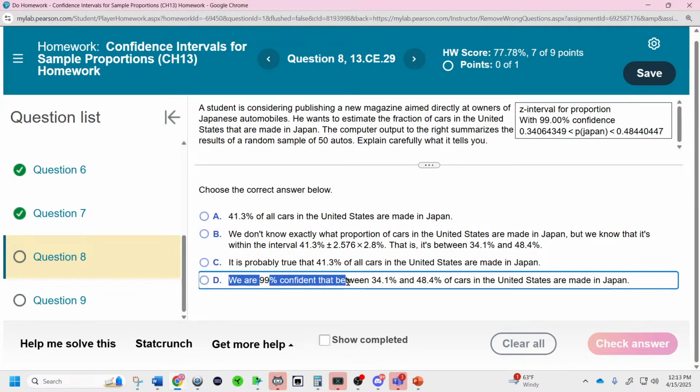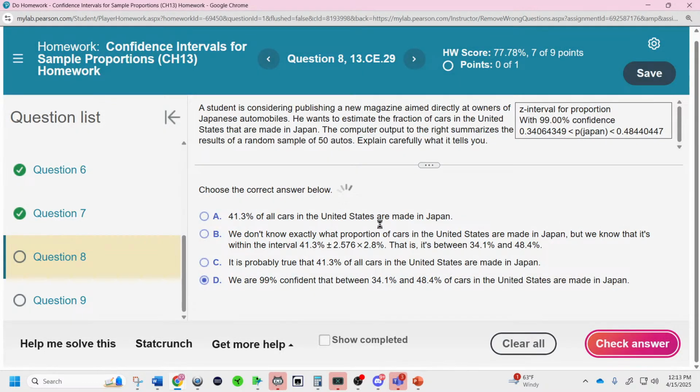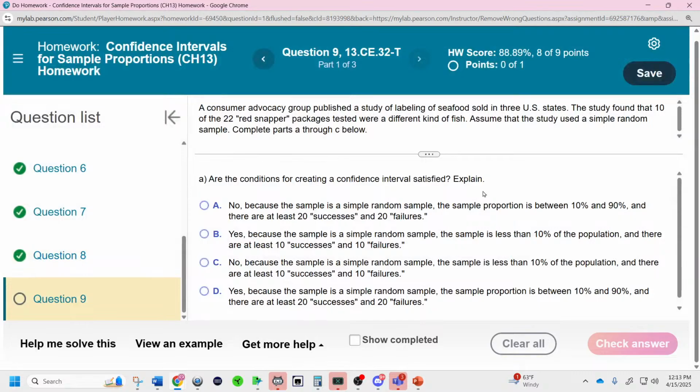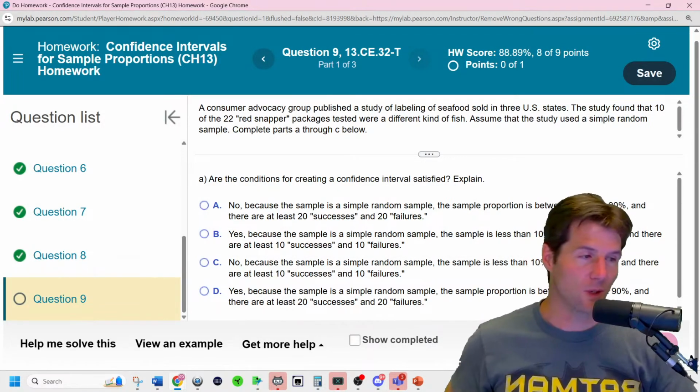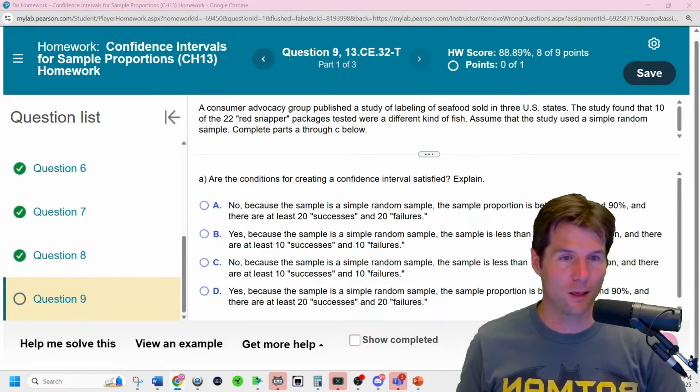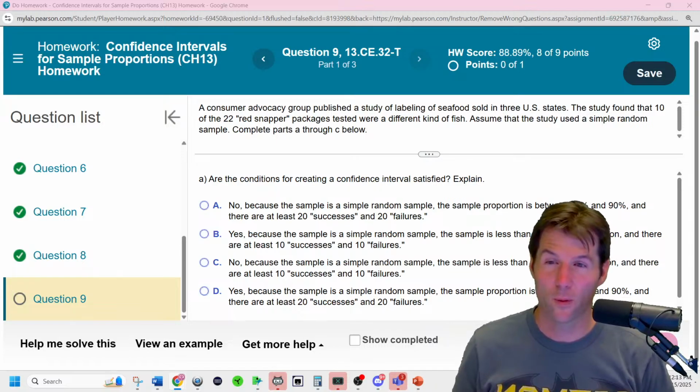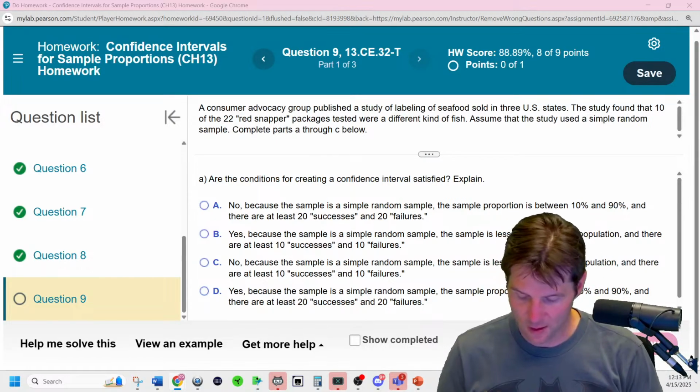They went, I am 99% confident that the true proportion of cars made in Japan is contained in the interval blank to blank. So it is D. Totally right. Know how to say it. Know how to do it. Well, that was too easy. I am 99% confident that the true proportion of cars made in Japan is contained in the interval blank to blank.